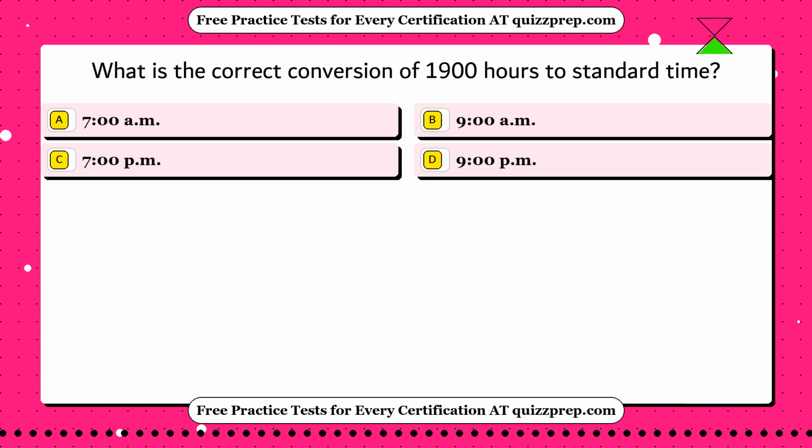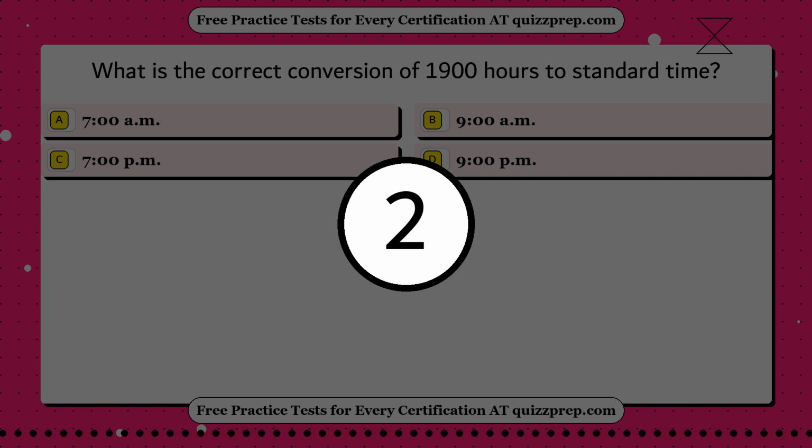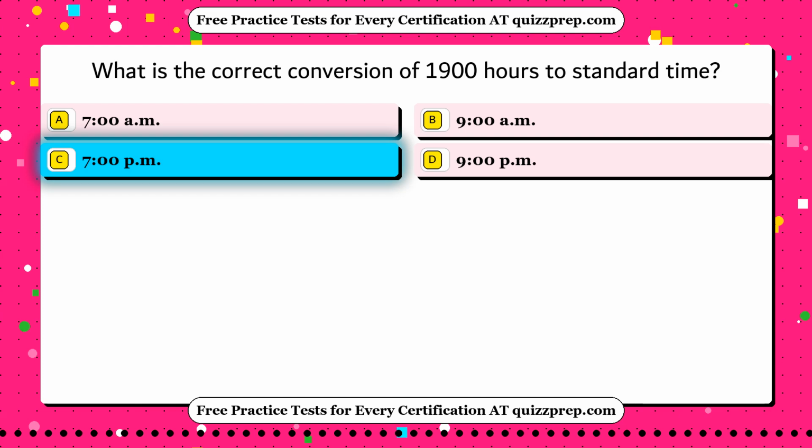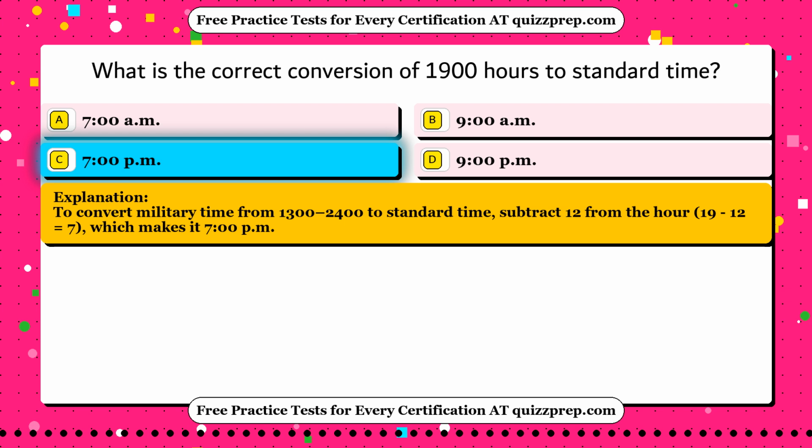Question 69. What is the correct conversion of 1900 hours to standard time? Option A, 7 a.m., option B, 9 a.m., option C, 7 p.m., option D, 9 p.m. The correct answer is option C, 7 p.m. To convert military time from 1300 to 2400 to standard time, subtract 12 from the hour. 19 minus 12 equals 7, which makes it 7 p.m.